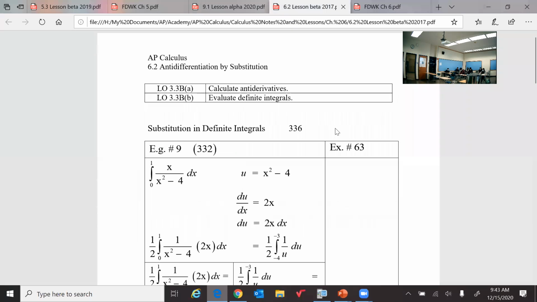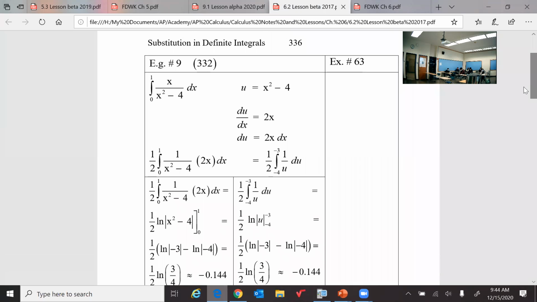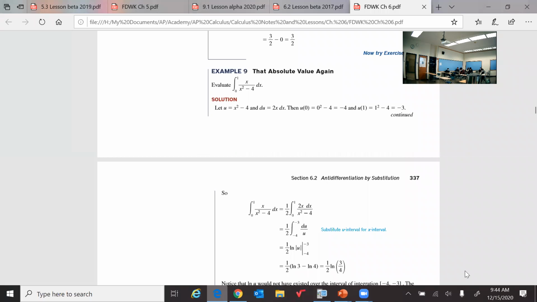All right? And we are going to start with example 9. And we're on page 332 of the book. Okay, so here's the question. We want to anti-differentiate this quotient, from 0 to 1, x over x squared, take away 4.